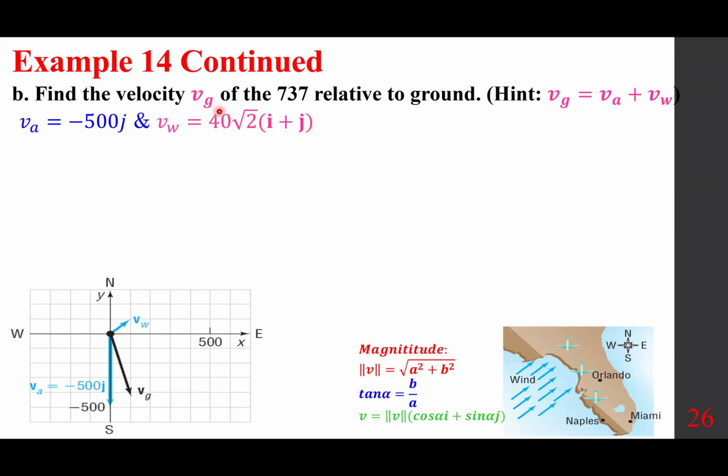Part B, find the velocity with respect to the ground, v sub g, of the 737 relative to the ground. That means add them up. And I'm writing what we found. This is from the previous page, okay? So just add them up.